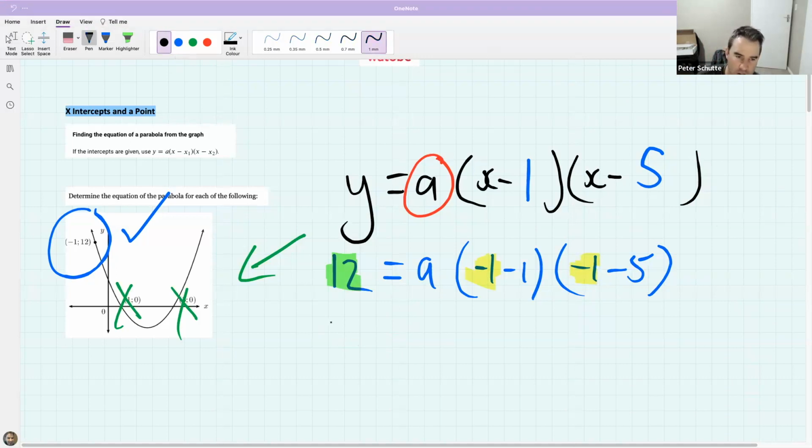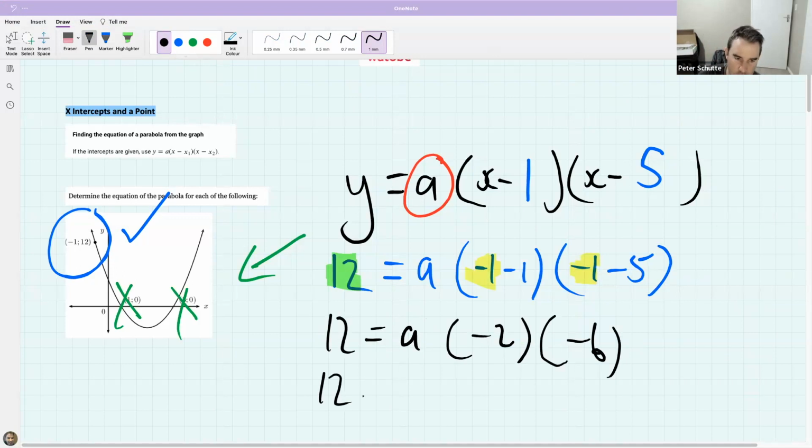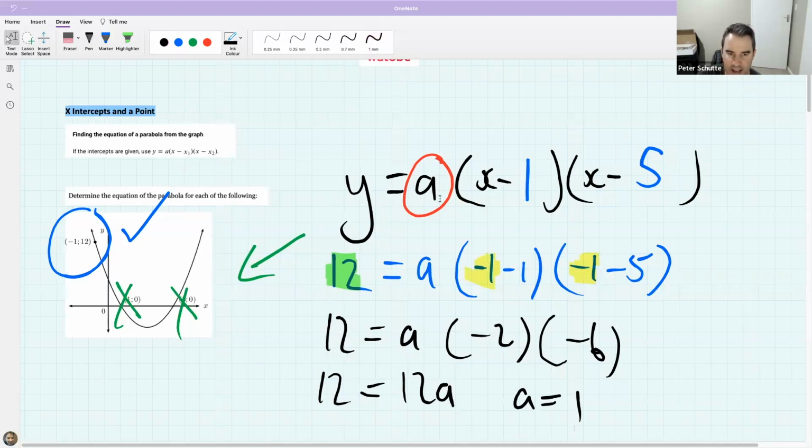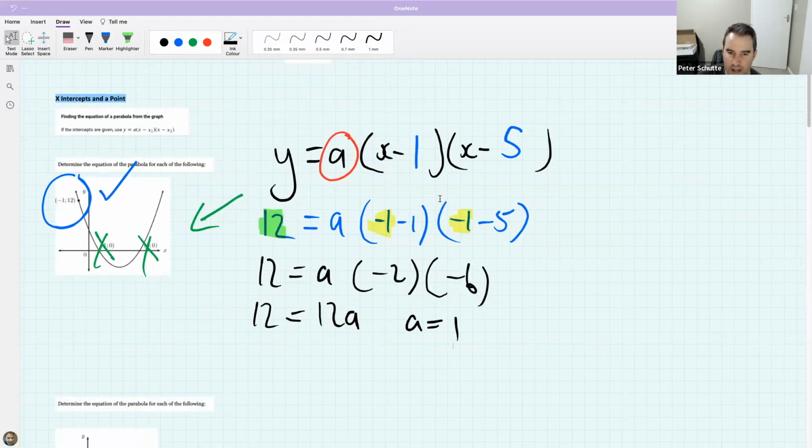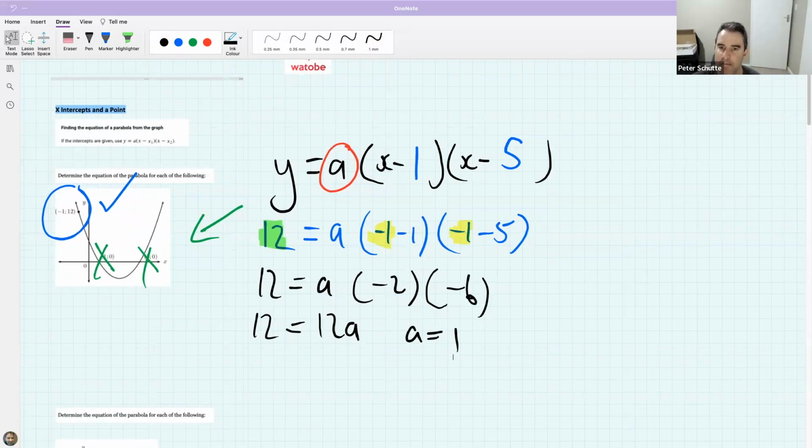So we have 12 equals minus 2 times, oh wait, let me not forget the a. 12 equals a times minus 2 times minus 6. So we get 12 equals 12a, which means a is 1. Okay, so we're quite close to our goal now. All I need to do is replace the a value that I didn't know before, and now it's 1.